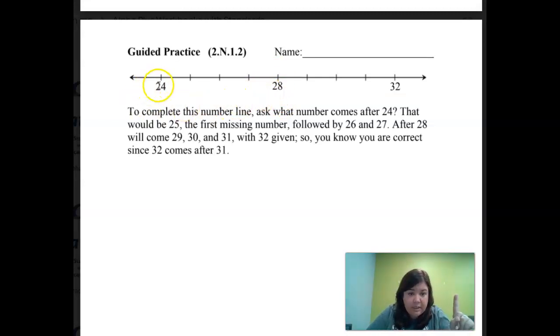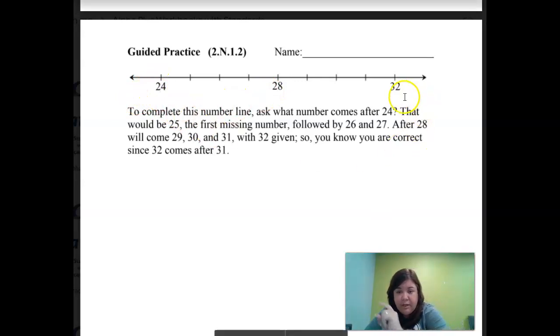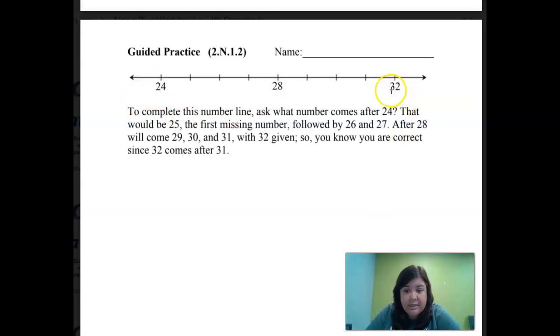And then your first line on the left is going to say 24, and your last one on the right is going to say 32. And then you're going to make 1, 2, 3 dashes between 24 and 28, and 1, 2, 3 dashes between 28 and 32. So pause the video a second so you can get your number line on your whiteboard or on your paper. And then once you've got that written, unpause the video and come back to our lesson.